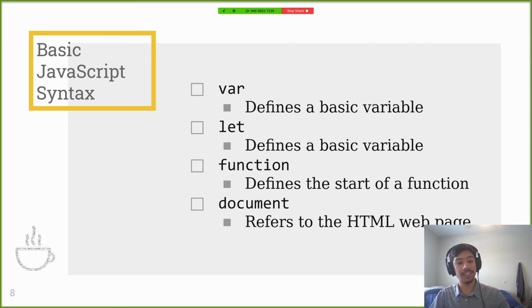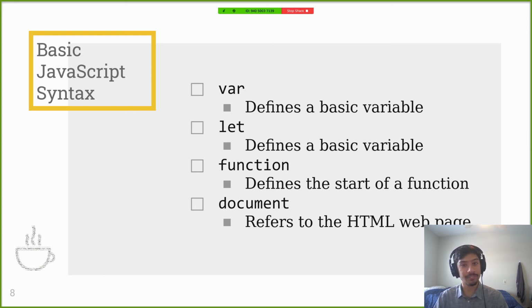The first one is var and let. So in JavaScript, if you'd like to define a new basic variable, you're going to use the keywords var or let. This is different from, say, C or Java or equivalent strongly typed languages, where variables have to be a certain type.